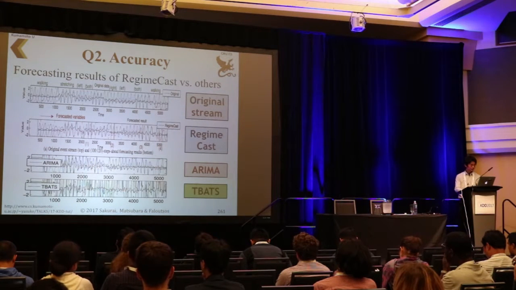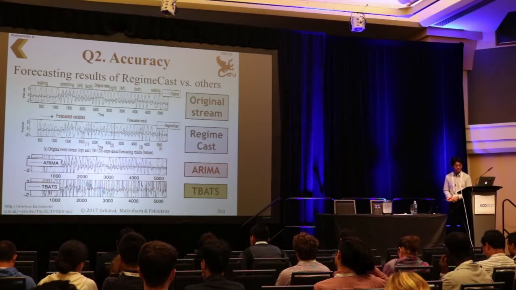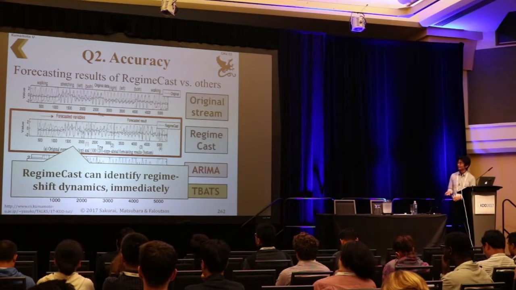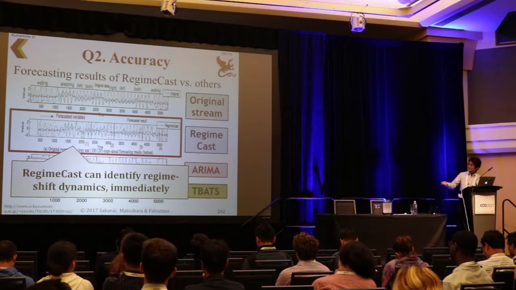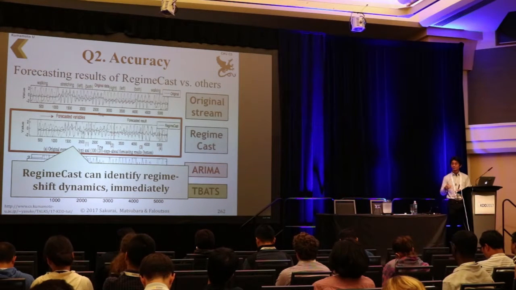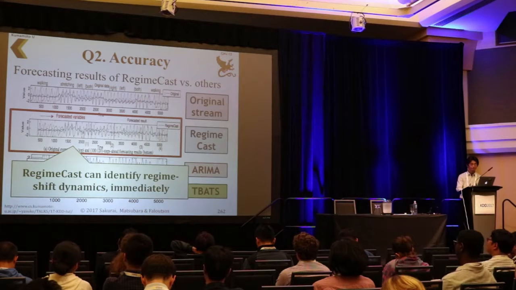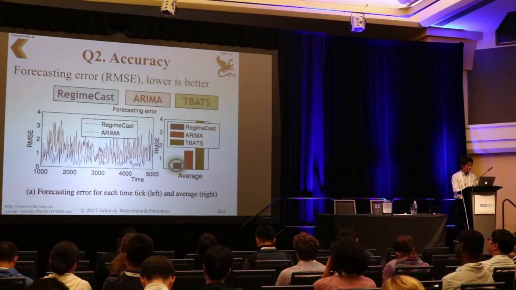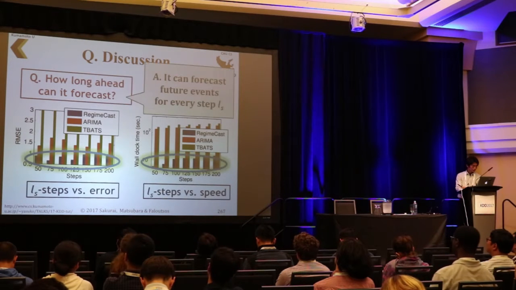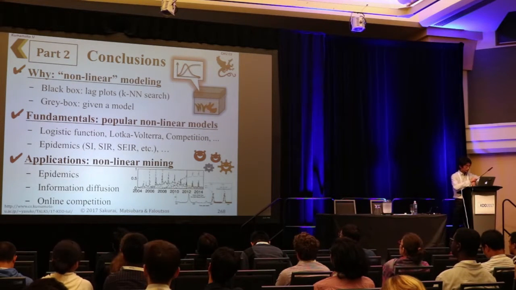And this is a fitting result of our method. The others, ARIMA or TBATS, are state-of-the-art methods in statistics. Regimes can identically shift dynamics in real time, so in this case it is hard to predict the future data. We want to solve it with an adaptive algorithm for such a difficult problem. And this is the forecasting error. This is good, and scalability is also great. Let me skip it. So that's it for part 2.